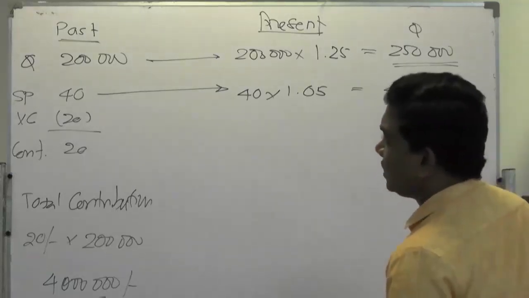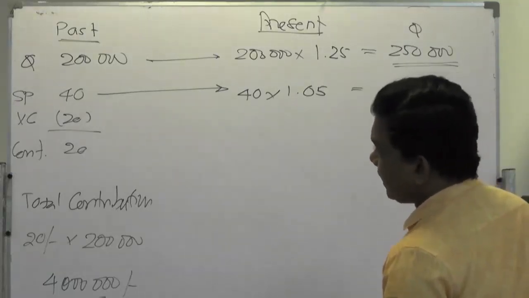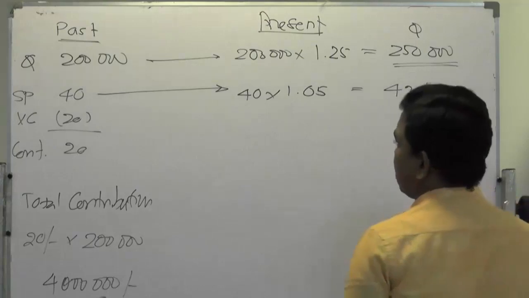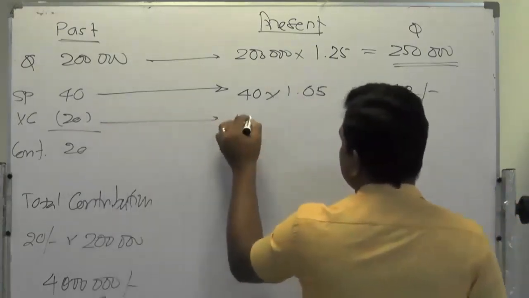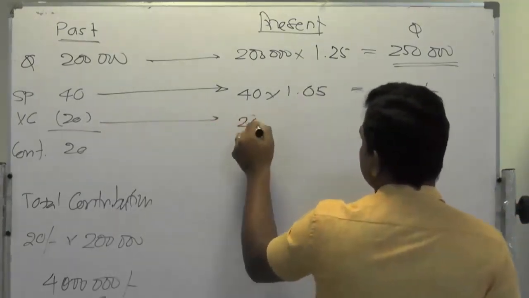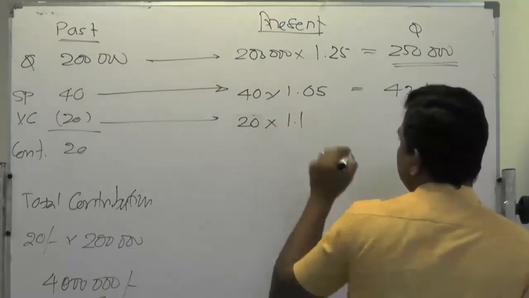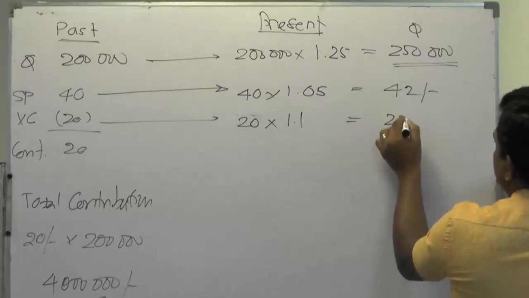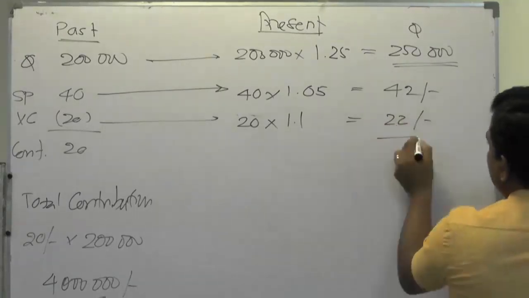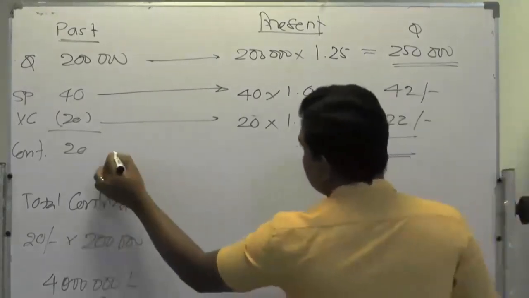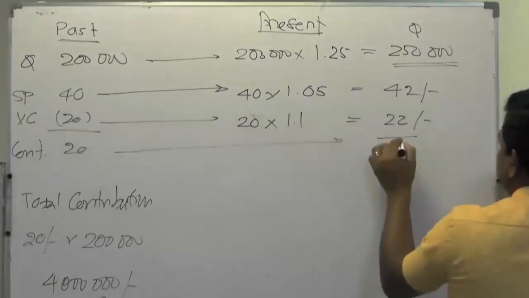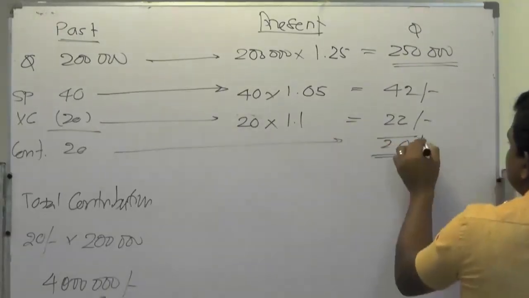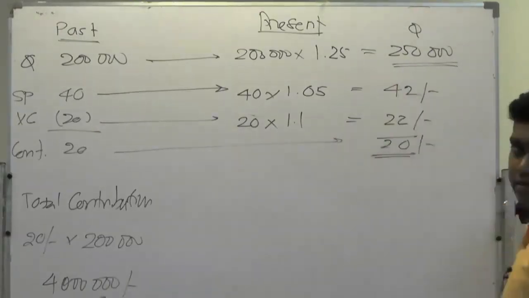Then they have mentioned sales volume, that's okay, it is considered. Variable cost increased by 10%. Variable cost 20, increased by 10% means 20 multiplied by 1.1, then it will be 22. Therefore, new contribution will be, retain it as 20 as it is, as the reference, right?